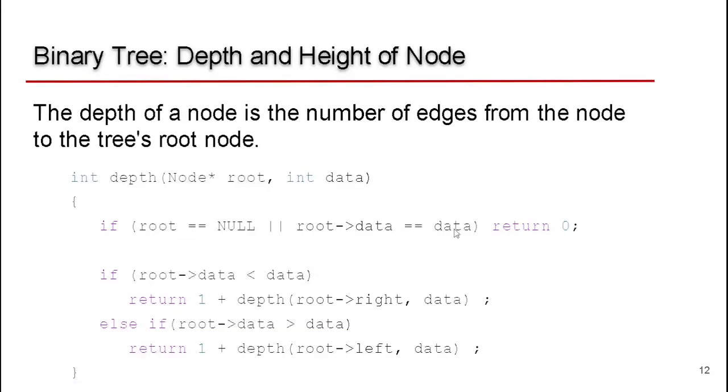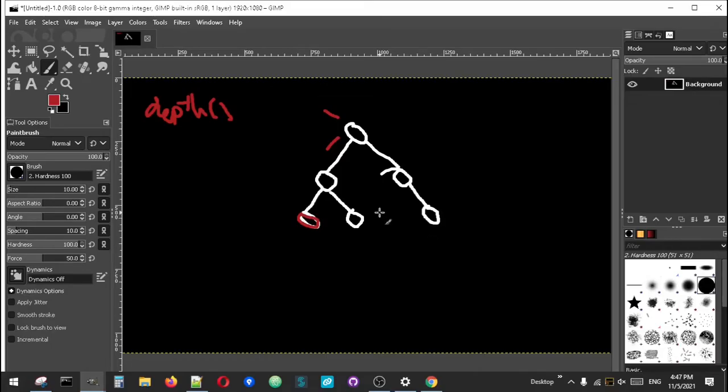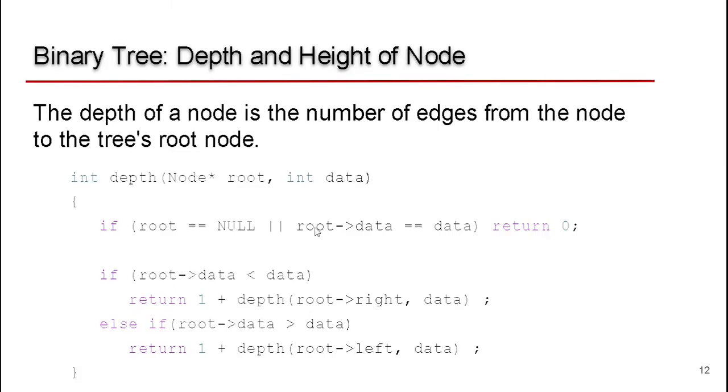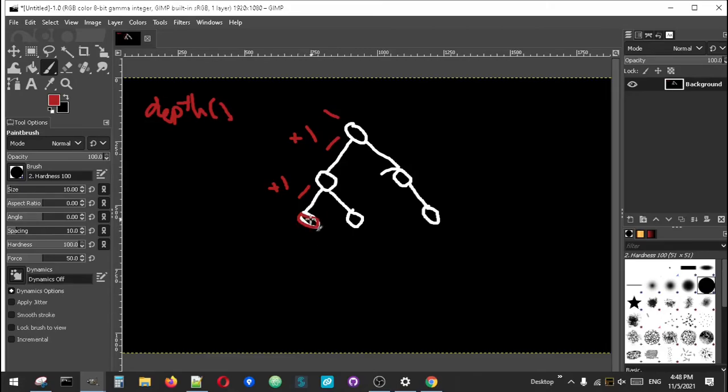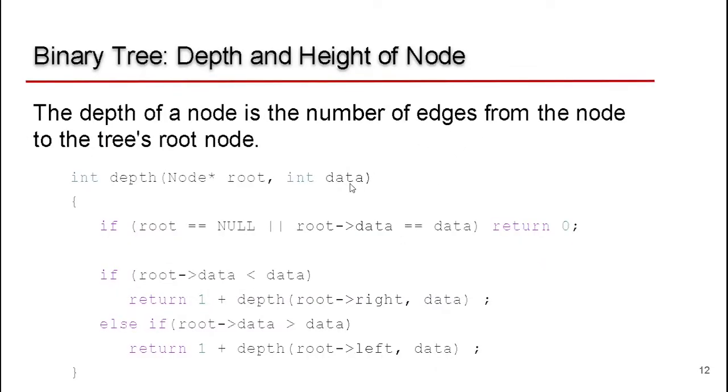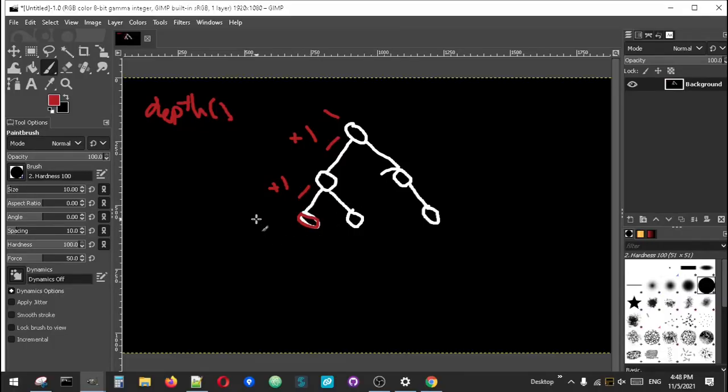This node is not equal to the data either, so it will check the conditions. It's smaller, so it will go to here. But again, you remember, we have 1. Like here we have +1, and here we have +1, until we reach here, and actually the root data here equals the key we are searching for. So it will return what? 0. So it will be 1 plus 1 plus 0. It will consider it as 2.